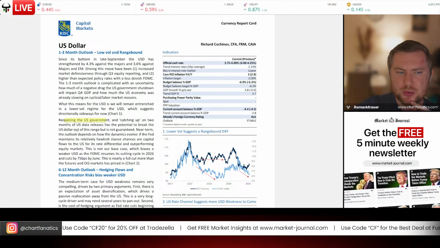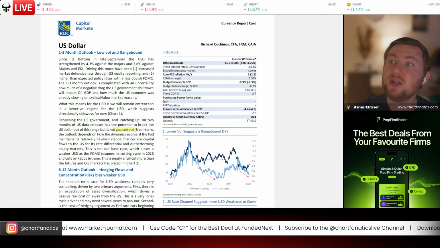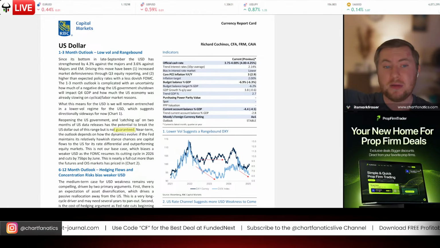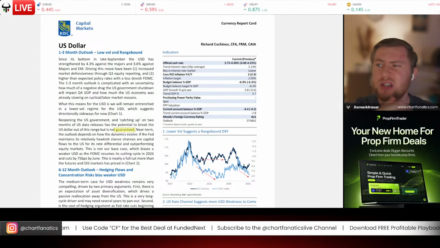And they say it's not guaranteed because, to be honest, it depends on what the data comes in at. If it comes in a lot better than expected, then you are going to see the dollar strengthen further and further. Vice versa, if it comes in roughly at consensus, there's not much for the markets to work on. As a result, they will struggle to create a trade idea for the dollar.